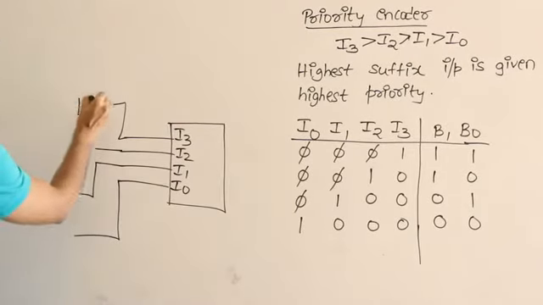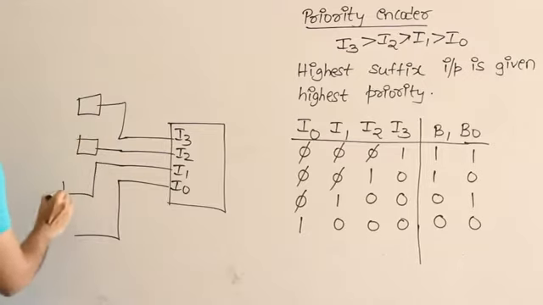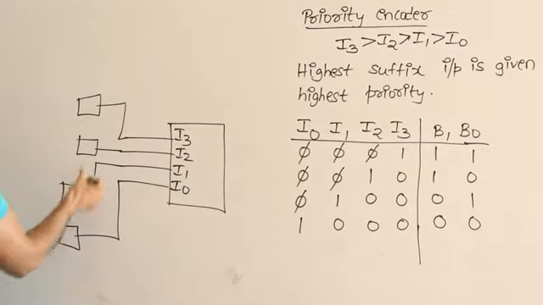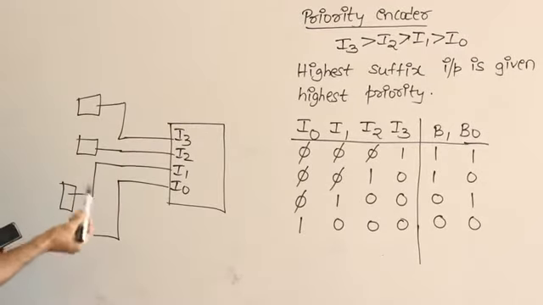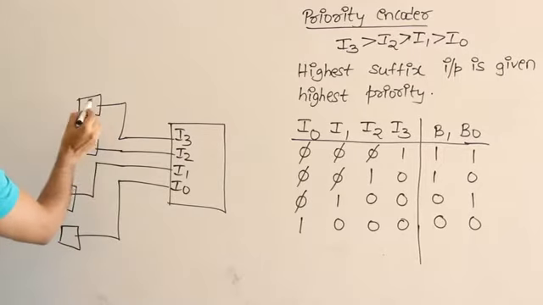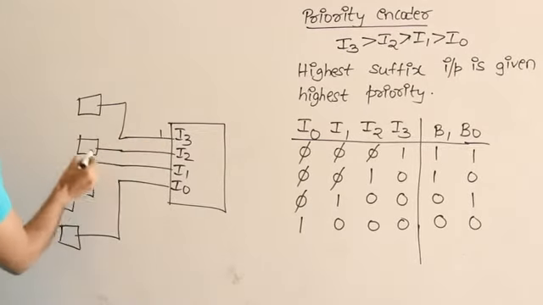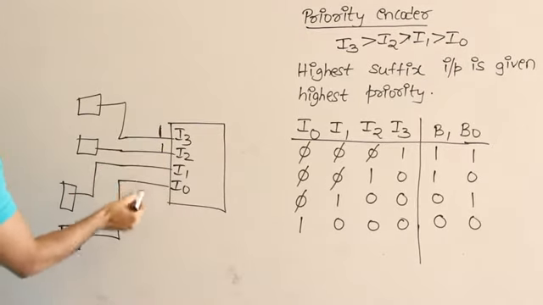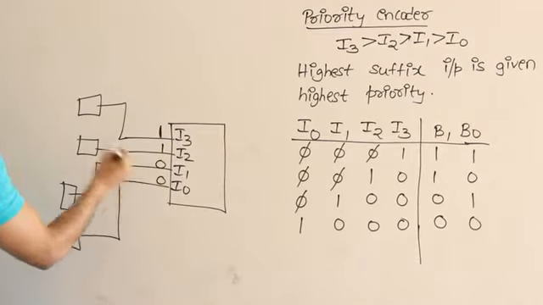There is a device connected to this, and a device connected to this, and a device connected to this, and a device connected to this, right? And now whenever any device needs this service, it is going to raise a signal. Which means if this device needs this service, it is going to say 1, and if they don't need it, it is 0.